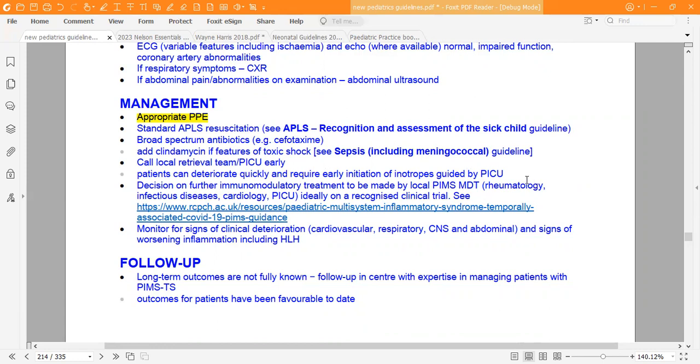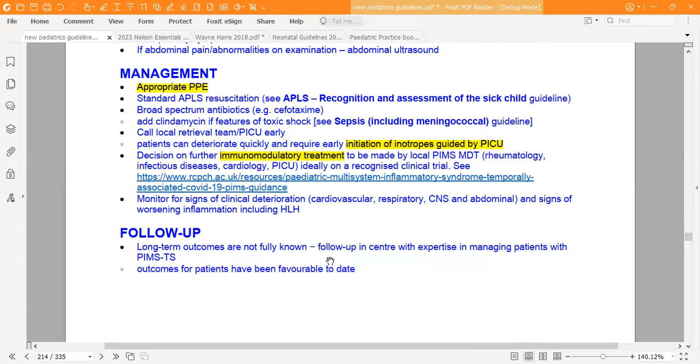So you will need to use the inotropes guided by PICU in these situations. Decision on further immunomodulatory treatment to be made by local PIMS-TS MDT, which are again, to remind myself and you about this team: rheumatology, infectious, and cardio and PICU, ideally on a recognized clinical trial. Okay, so in here, the immunomodulatory treatment, it's still on trial. It's not approved yet, according to the guideline in here. They don't start it yet.